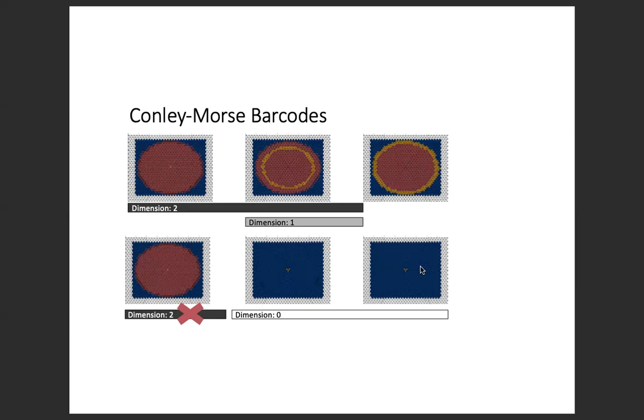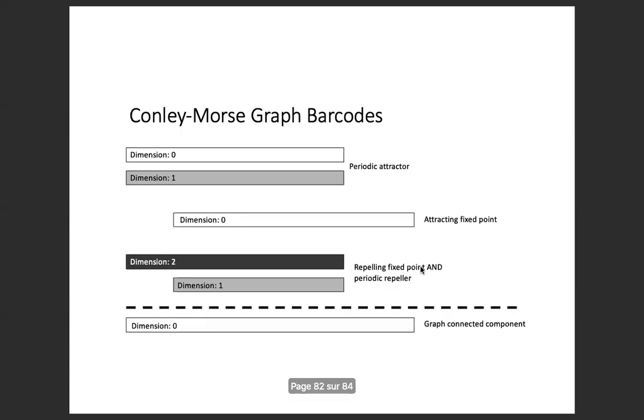So we have an algorithm that removes such redundancies. And ultimately, when you look at the barcodes removing the redundancies, we get a very nice set, right? So we have a 0-dimensional and 1-dimensional bar that represent the periodic attractor. We have a 0-dimensional bar that represents the attracting fixed point. We have a 2-dimensional bar that represents the repelling fixed point and the periodic repeller.